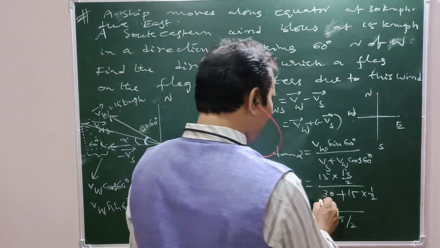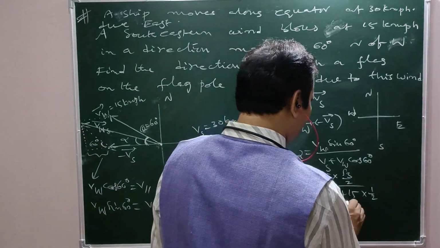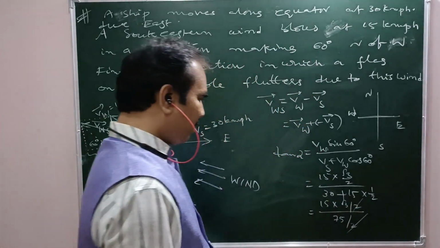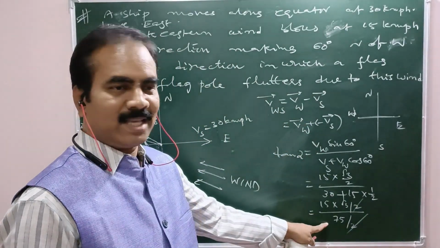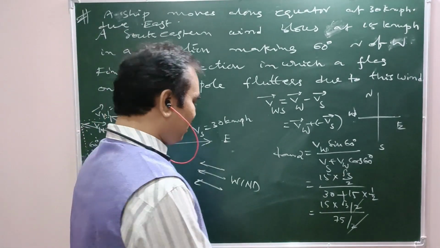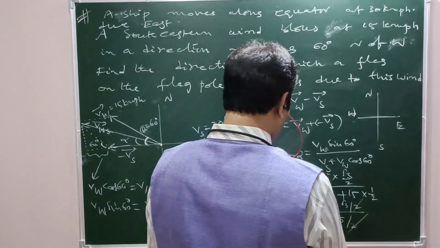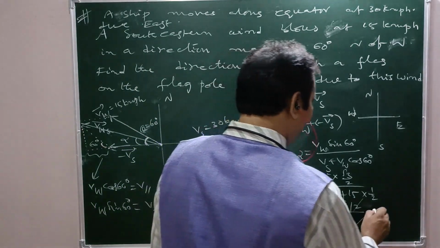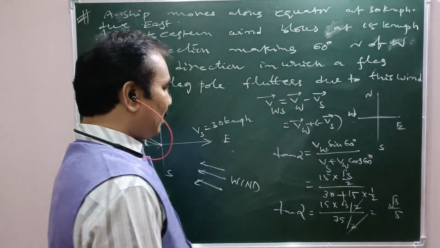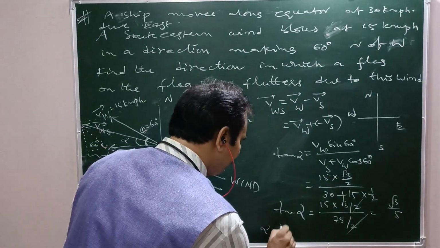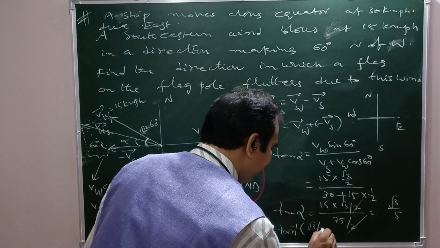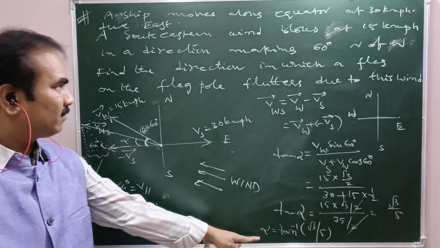Here the numerator is 15 into root 3 by 2. So the 2 cancels here. 15 by 75 means 1 by 5, so root 3 by 5. That is tan alpha equal to root 3 by 5, right? Here alpha equals tan inverse of root 3 by 5. So this is the direction.